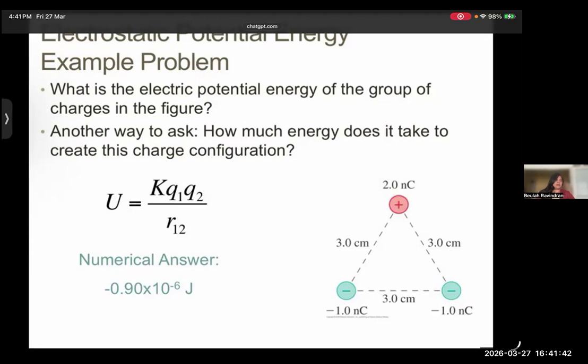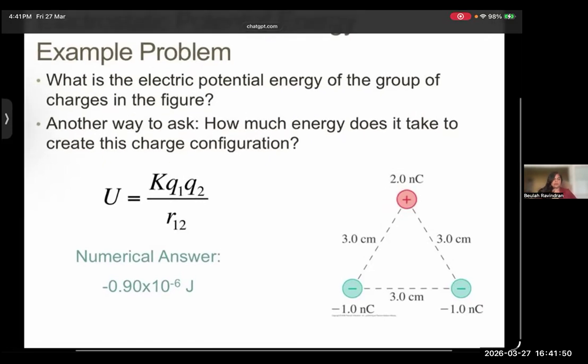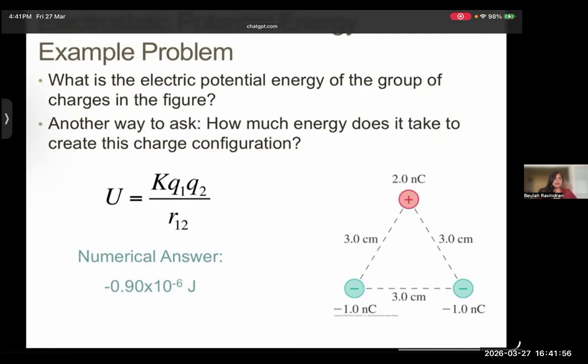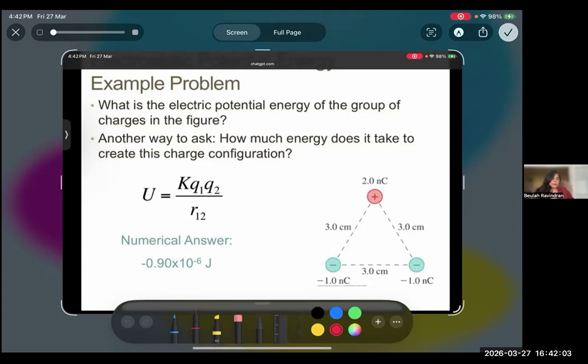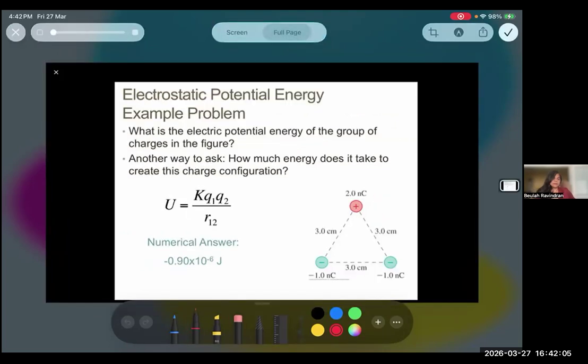Next, here is an example problem. What is the electric potential energy of the group of charges in the figure? That is the question, for example. Electric potential energy of the group of charges in this figure. So what is given in this picture? What is the electric potential energy? Here, you can say.